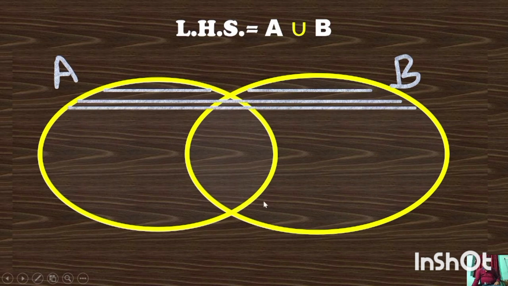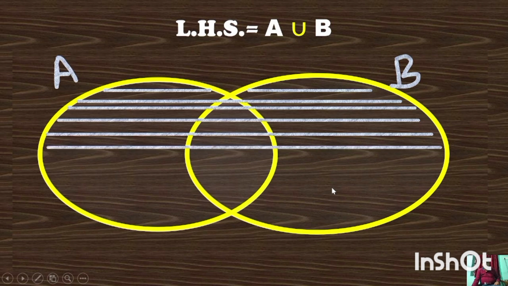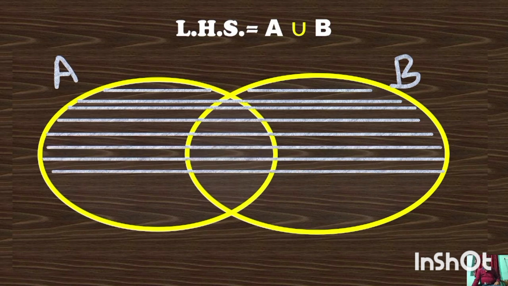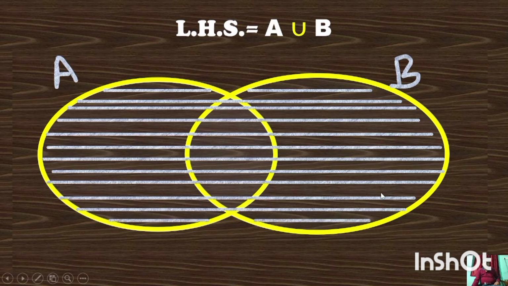The shaded portion covers the entire parts of the sets A and B. The region of A and B, entirely considered, is A union B. This is the shaded portion of A and B. It is also clear from the Venn diagram of A union B, which is the entire part of A and B. Understand? So A union B is the shaded portion, right?